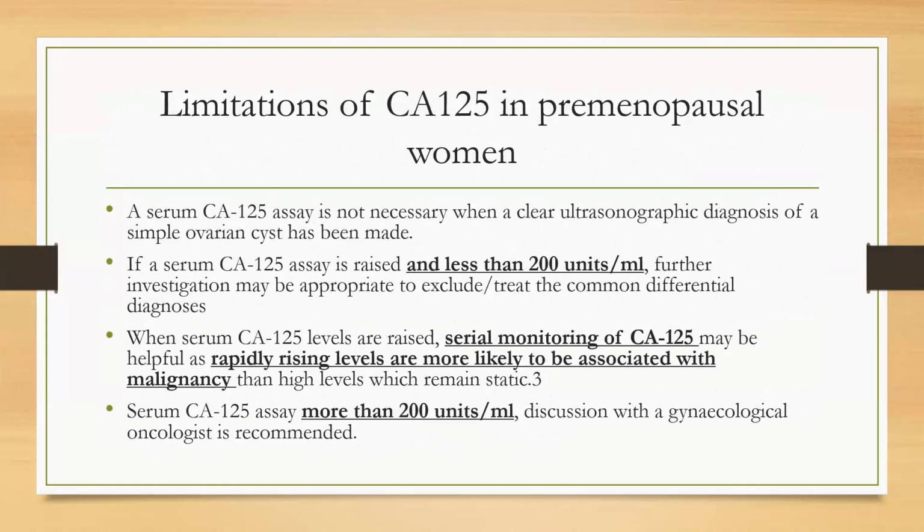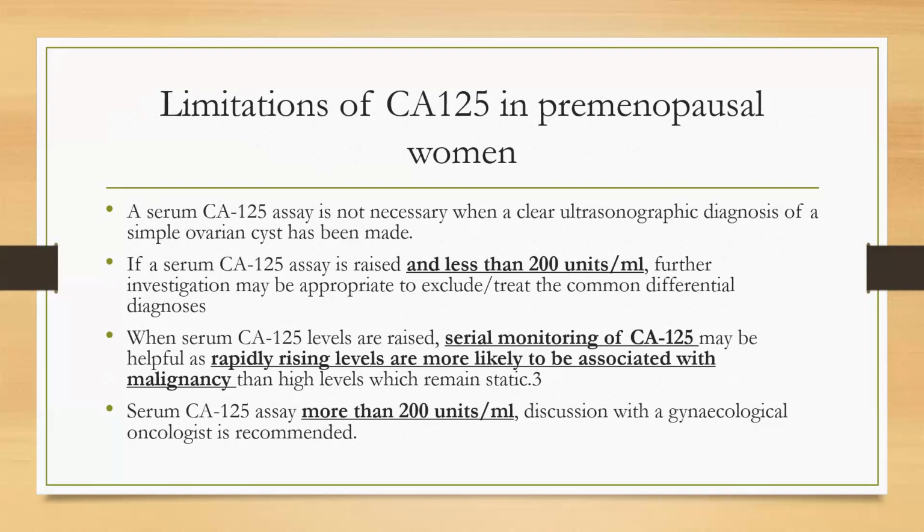A serum CA 1 to 5 assay is not necessary when a clear ultrasonographic diagnosis of simple ovarian cyst has been made. If everything is normal, the cyst is normal, no increased risk of family history of ovarian cancer, no history of weight loss and no ascites, then we are sure that this is a simple cyst, and CA 1 to 5 is not required. If there is any complex cyst or anything suggesting towards cancer, we will do CA 1 to 5.